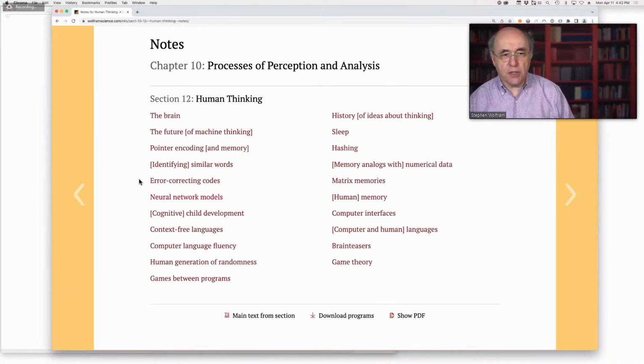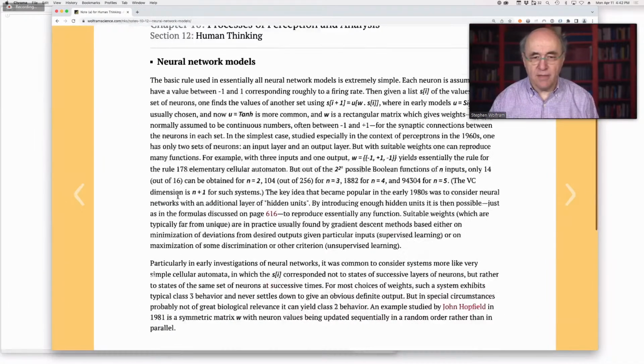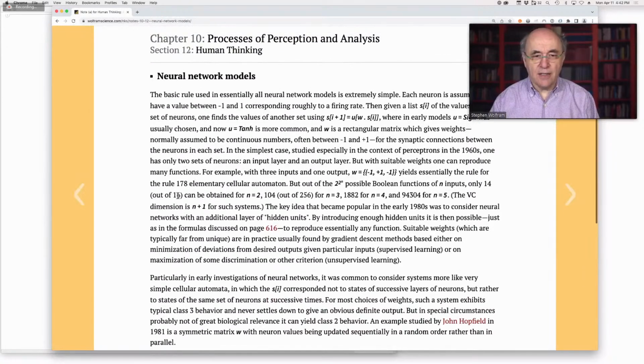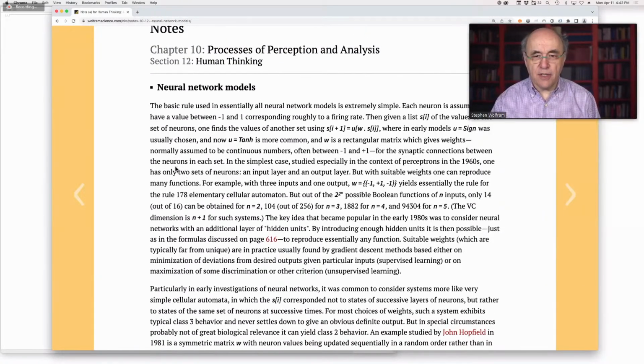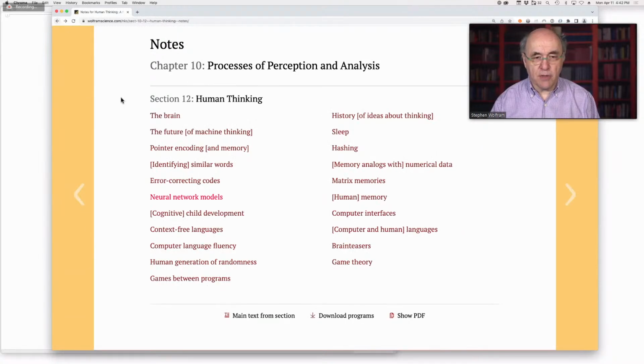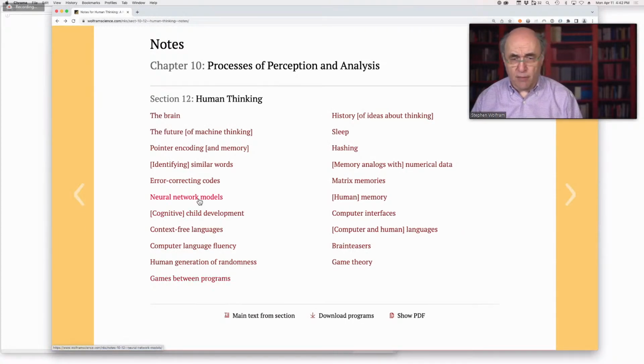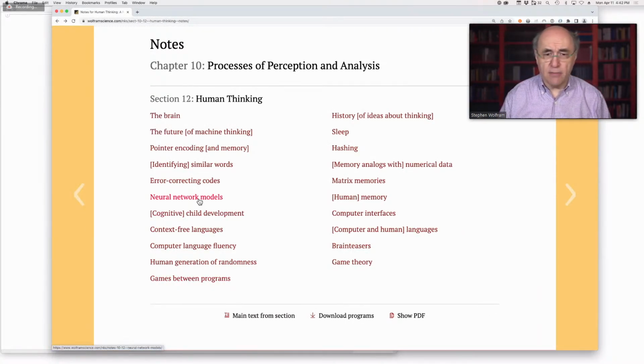I have a whole description here of neural net models and how those work, and I enumerated different neural net models as I enumerated different possible cellular automata, looking at very simple neural net models. Again, something that could be looked at in more detail today.